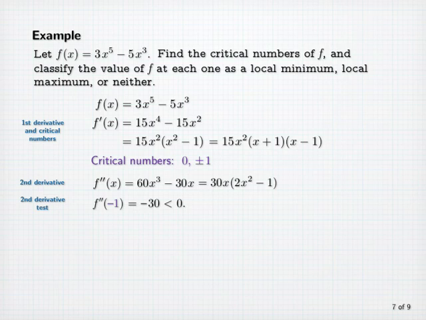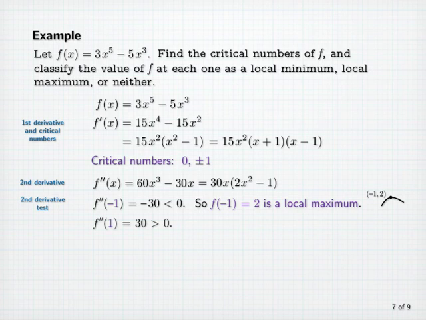The value of f double prime at negative 1 turns out to be negative 30. And since that's negative, we conclude that f of minus 1, which is 2, is a local maximum value. Now let's look at the critical number 1. F double prime of 1 is 30, and since that's positive, we conclude that f of 1, which is negative 2, is a local minimum value.